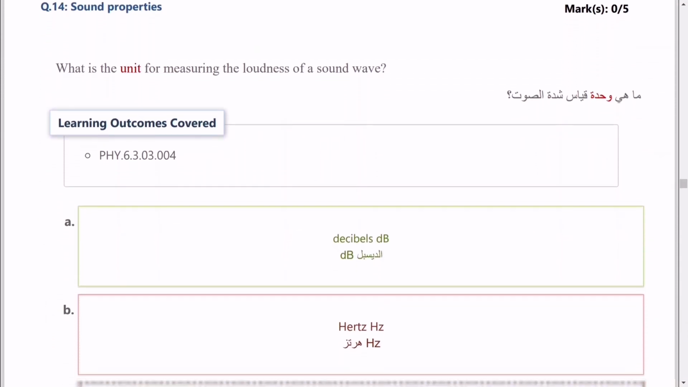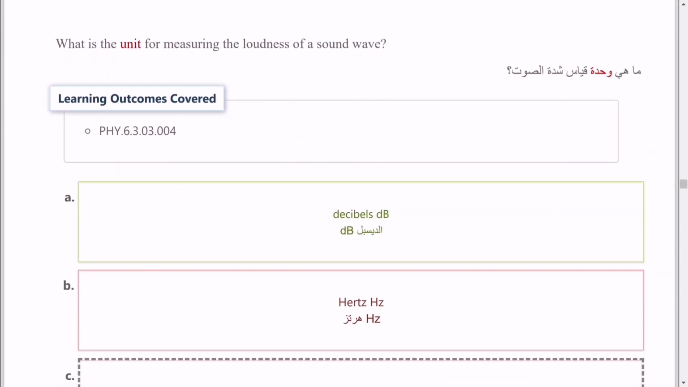Question number 14, from properties of sound. What is the unit of measuring loudness of a sound wave? So the name of the unit is decibel.